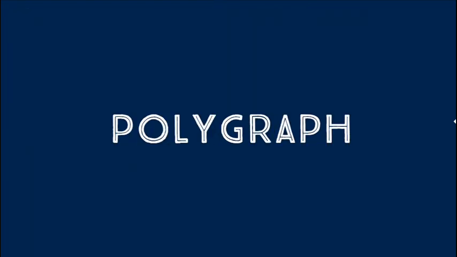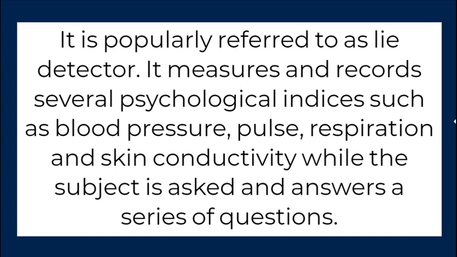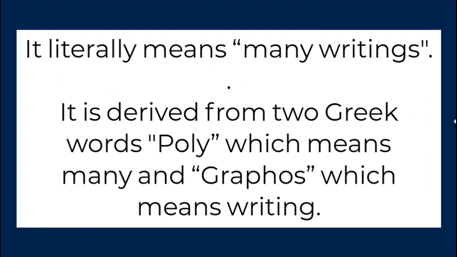Polygraph. It is popularly referred to as lie detector. It measures and records several physiological indices such as blood pressure, pulse, respiration and skin conductivity while the subject is asked and answers a series of questions. It literally means many writings. It is derived from two Greek words, poly, which means many, and graphos, which means writing.